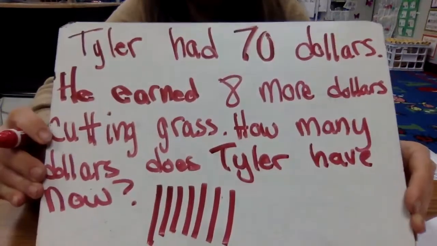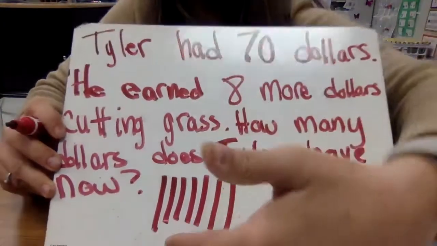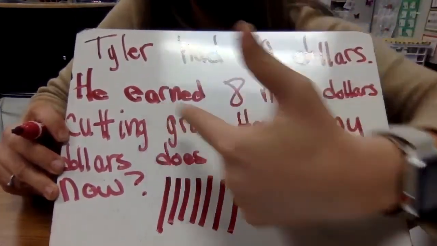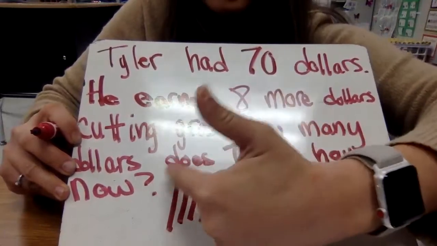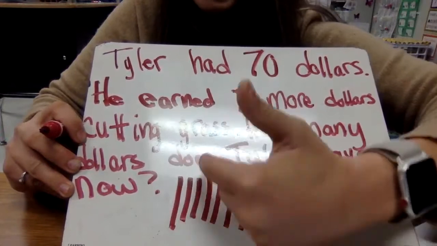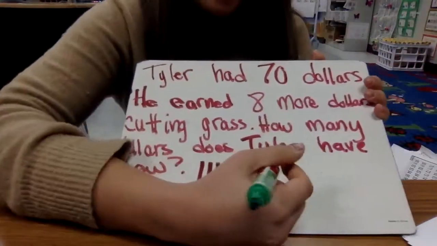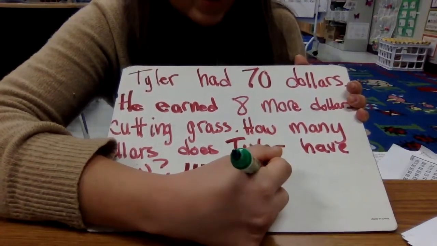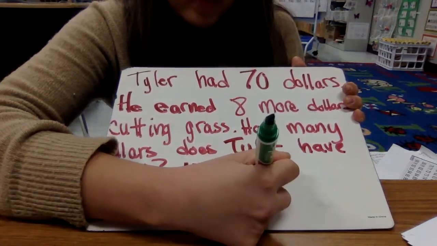Well, then how many ones do I need? Remember, he had $70, which we see here. Then he earned 8 more. I cannot draw in 8 lines because one of these equals 10. I cannot draw 8 of these. I need to draw dots to represent the ones. 1, 2, 3, 4, 5, 6, 7, 8.